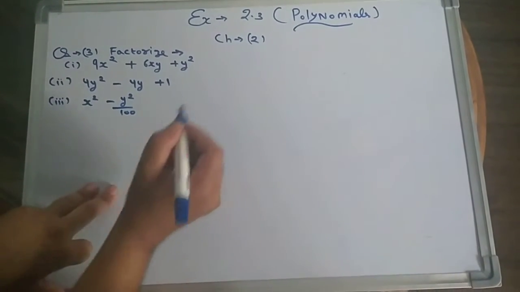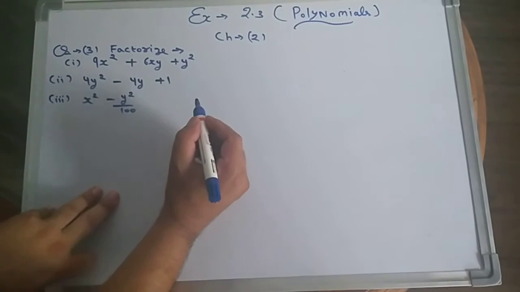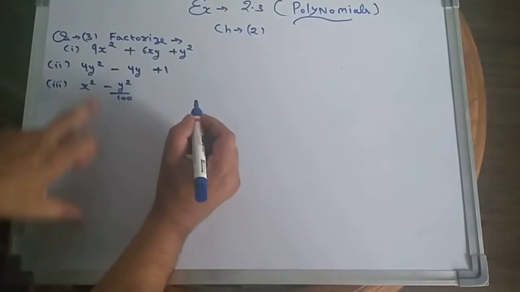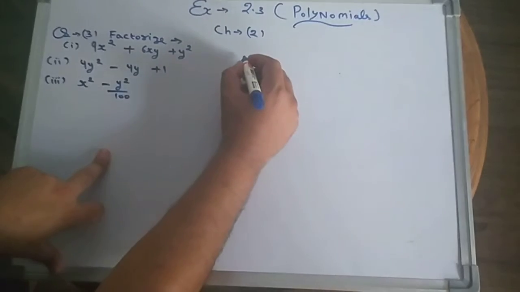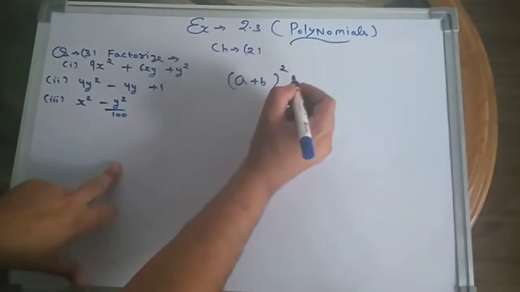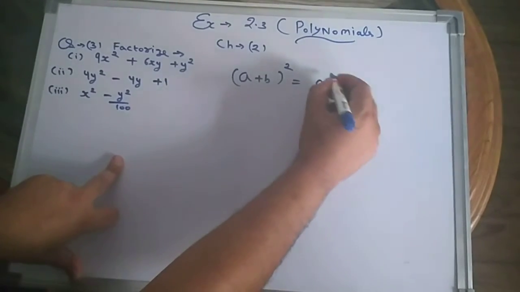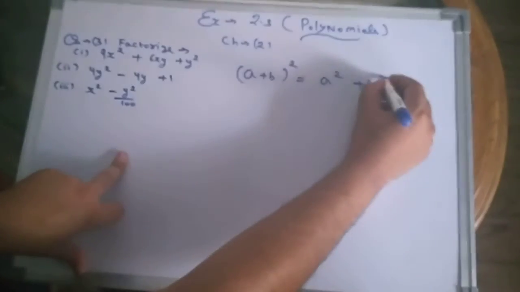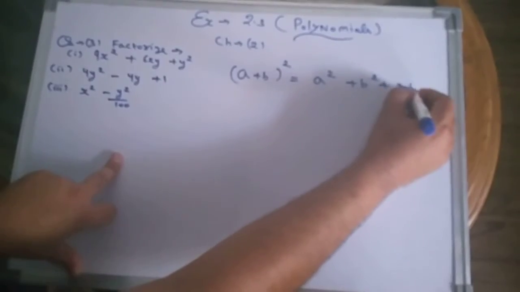Today we are doing exercise 2.3, question number 3 of factorization. In this question, we will use the formulas which you are already familiar with. First one is (a plus b) whole square. It is written as a square plus b square plus 2 times ab.